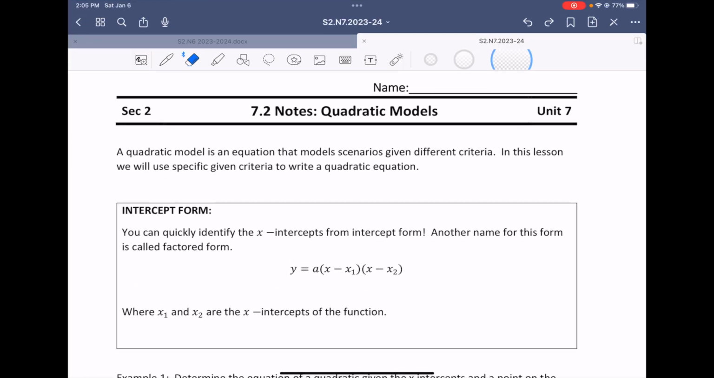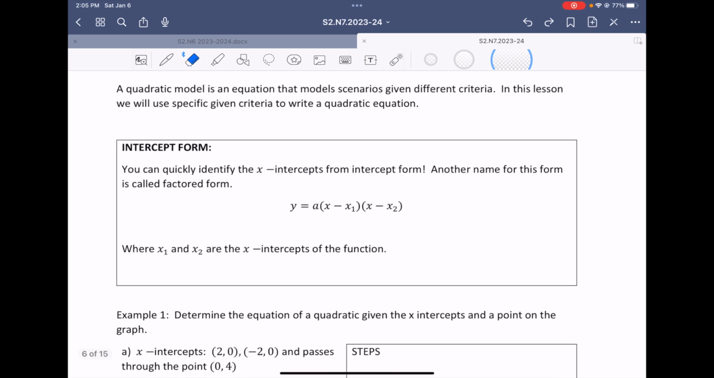All right, you guys, welcome to 7.2. We are going to take what we learned in 7.1 and expand our knowledge to the quadratic. So it's going to be basically the same goal. We need to be able to take information that's given to us and write a quadratic model for it, or an equation that would map what we are seeing.